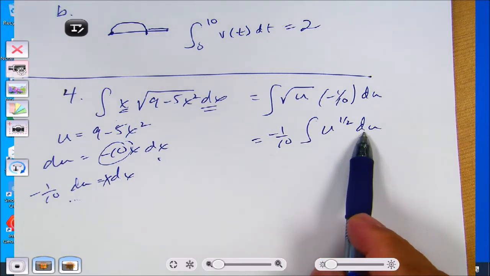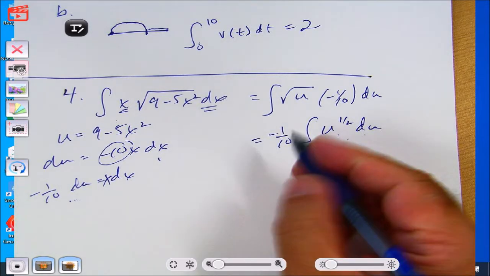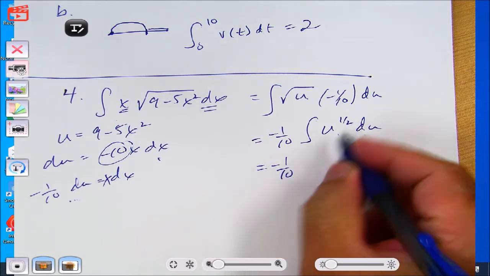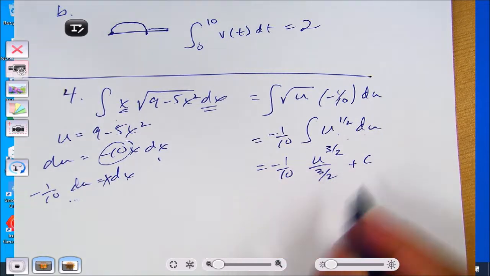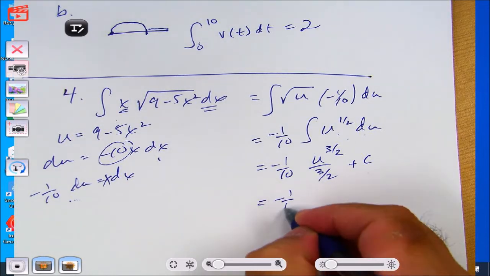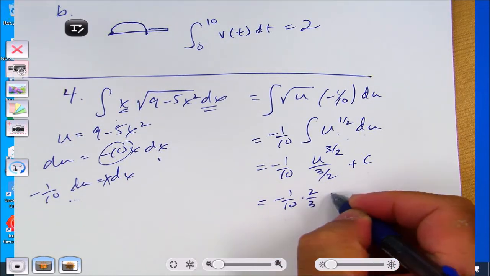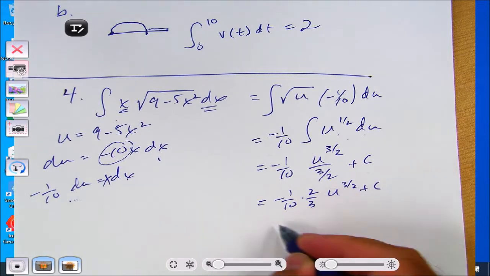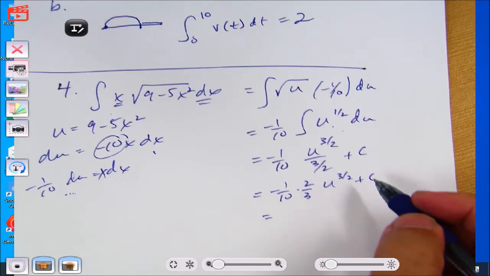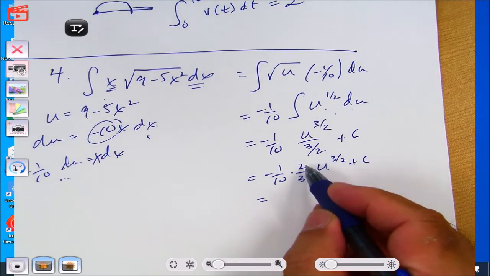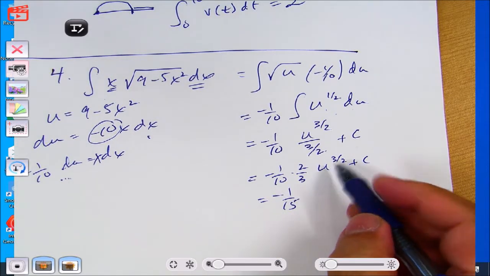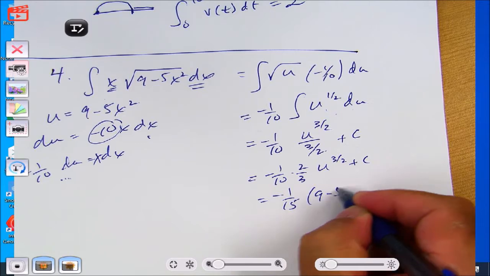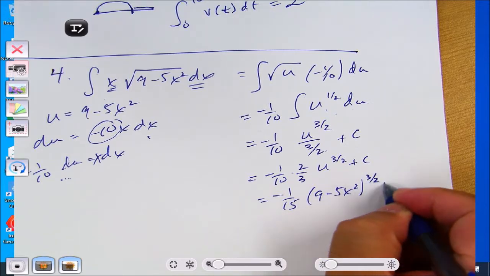So now I'm integrating. The integral, add 1, divide by the new exponent, plus c. So that's negative 1/10 times 2/3 u to the 3/2 plus c. I'm going to clean it up before I replace the u. So that's negative 1/15. I'm going to replace the u with what it originally was. So it's 9 minus 5x squared to the 3/2 plus c.